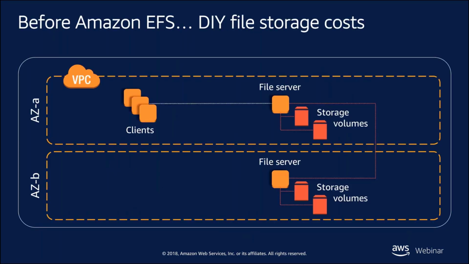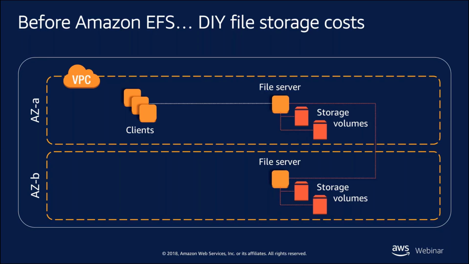Before Amazon EFS was launched, just a little over 2 years ago, how did customers run these file systems in the cloud? Typically you would have to build it yourself, a do-it-yourself solution. You have clients running within a VPC, maybe within a single AZ. You would spin up an EC2 instance, manage the operating system on that instance, and put on a shared file system. You would mount multiple EBS volumes and export those, and that's how your clients would access this.